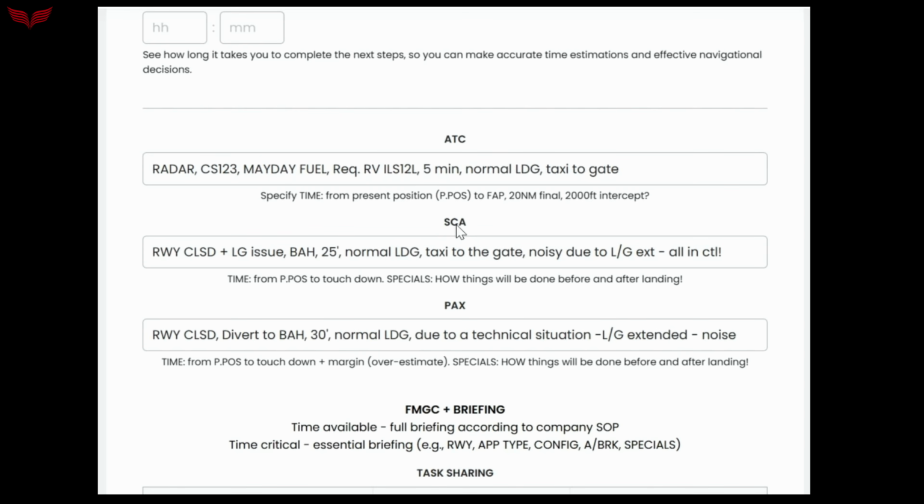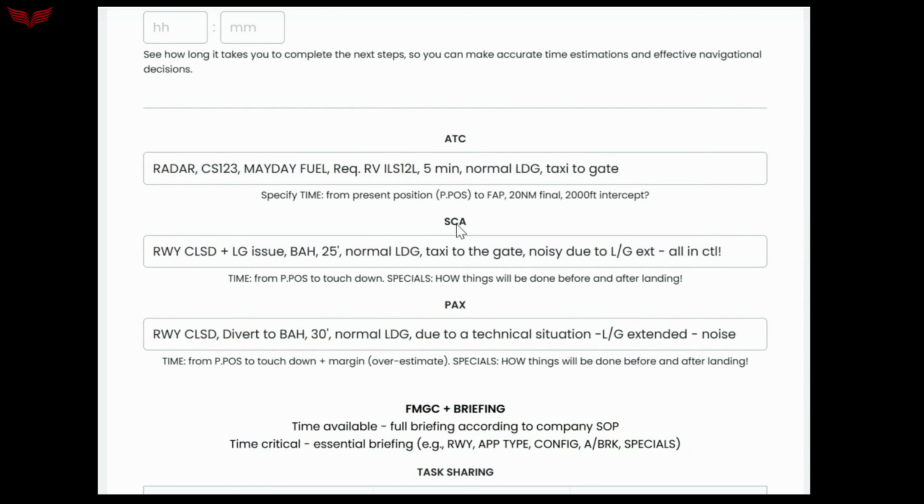Special: it is going to be a normal landing. We taxi to the gate and it's going to be noisy due to the extended landing gear. Please read back, and the senior reads back to you. And agree with them on a time frame when you will do the PA. Let your senior brief the other crew before you make your PA.